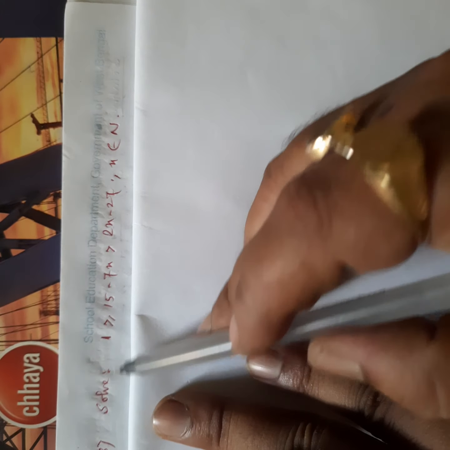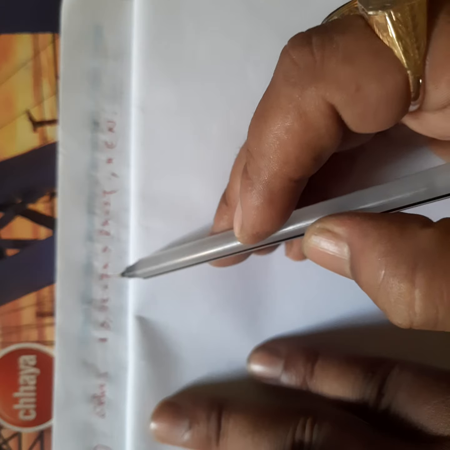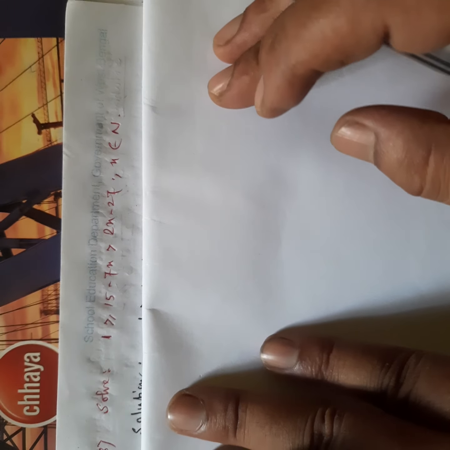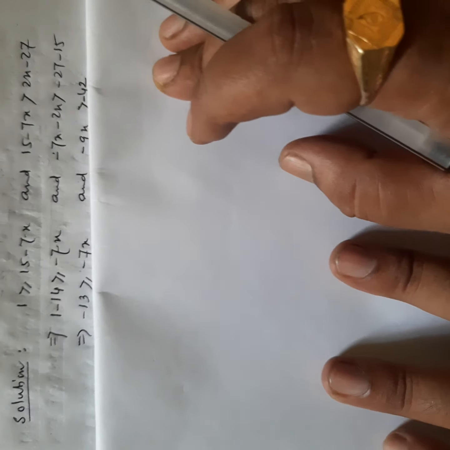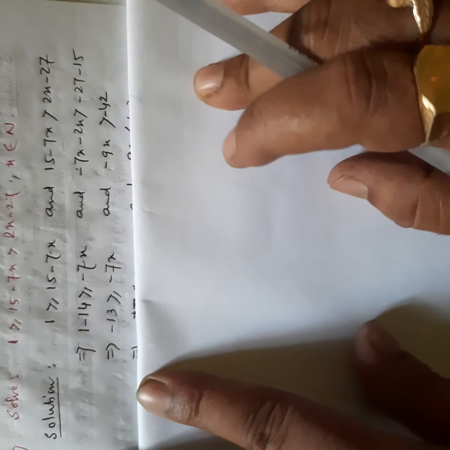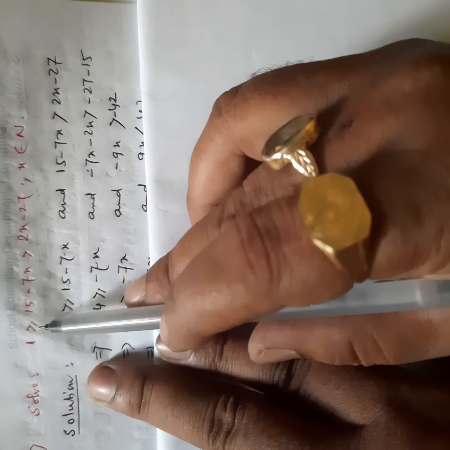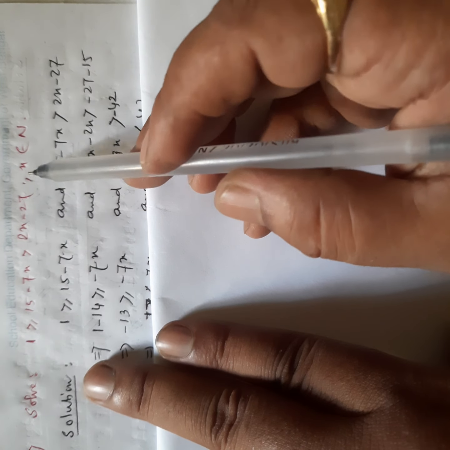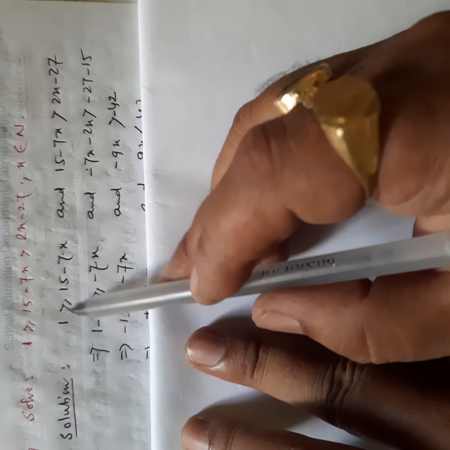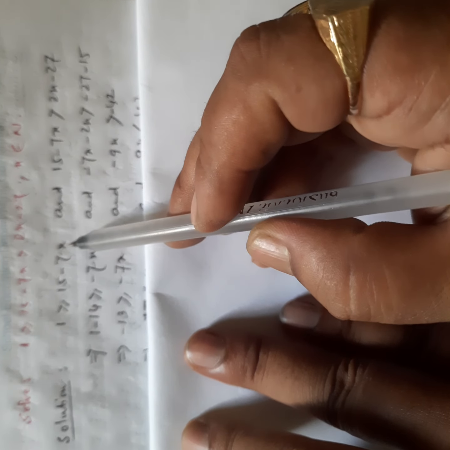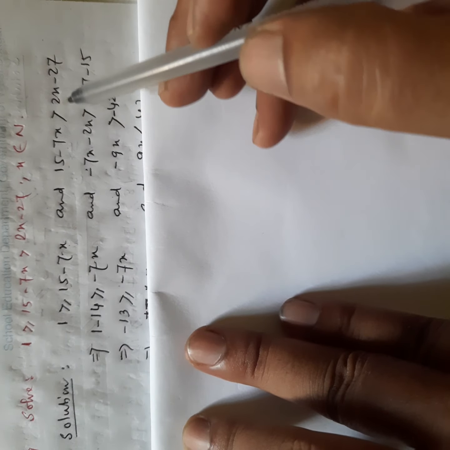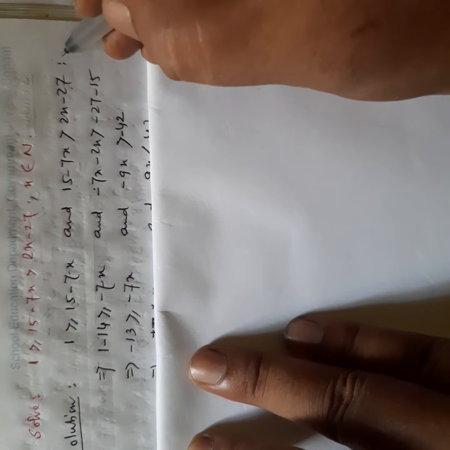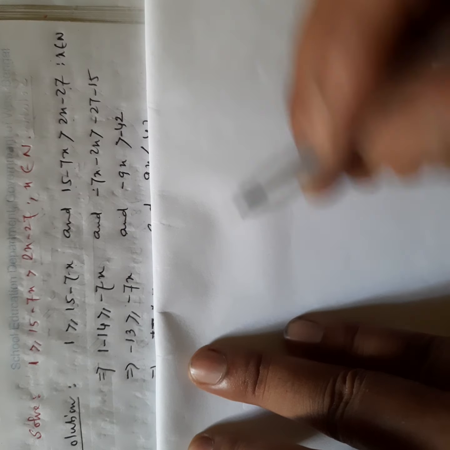Question number 18. Solve 1 ≥ 15 − 7x ≥ 2x − 27, x belongs to N. This implies that 1 ≥ 15 − 7x and 15 − 7x ≥ 2x − 27, such that x belongs to capital N.